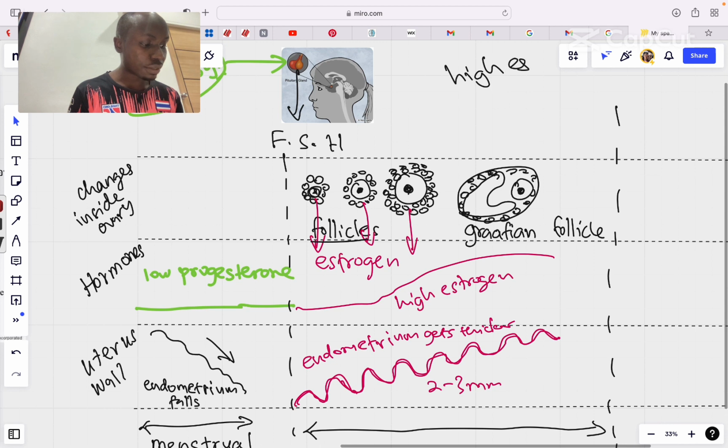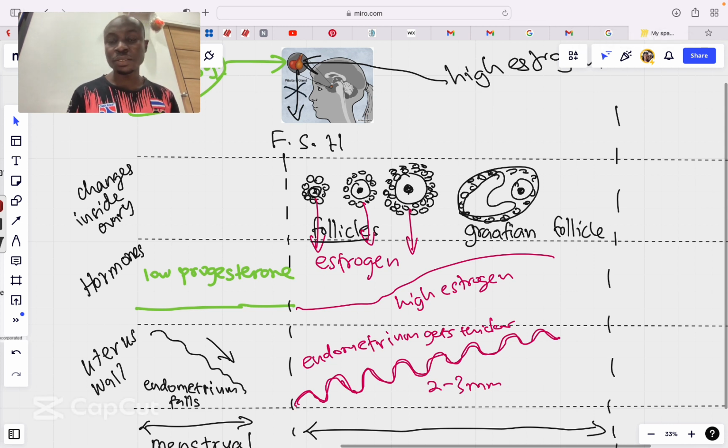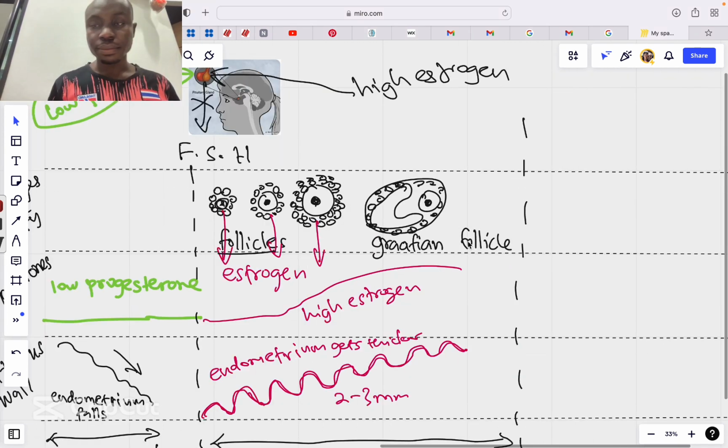High estrogen sends a signal to the pituitary gland to do two things. Number one, it will make the pituitary gland stop producing FSH. Why? Because we already have the eggs, which are bigger. And number two, to make a new hormone we call LH. Let's write it down. It will make a new hormone we call LH.